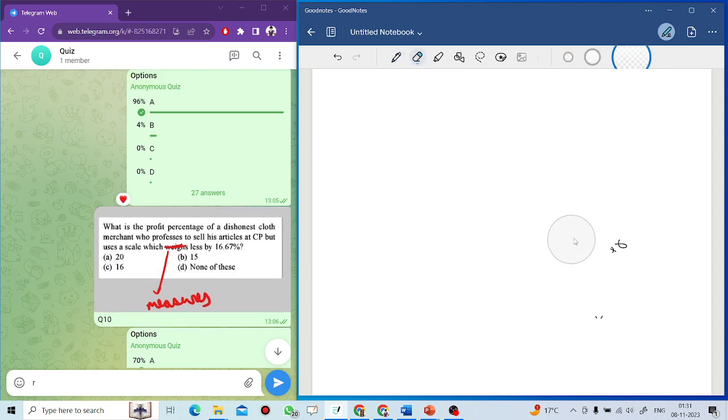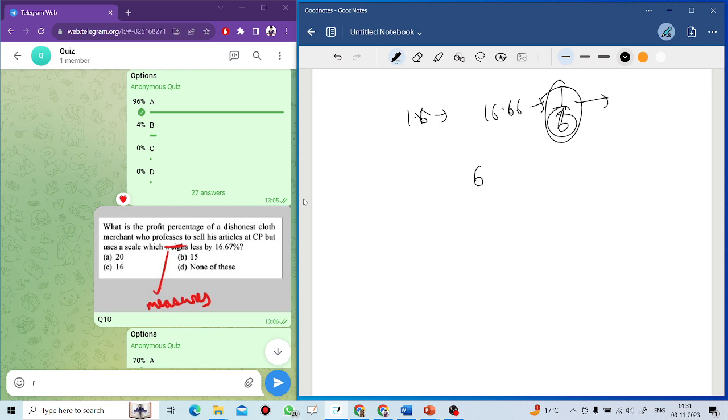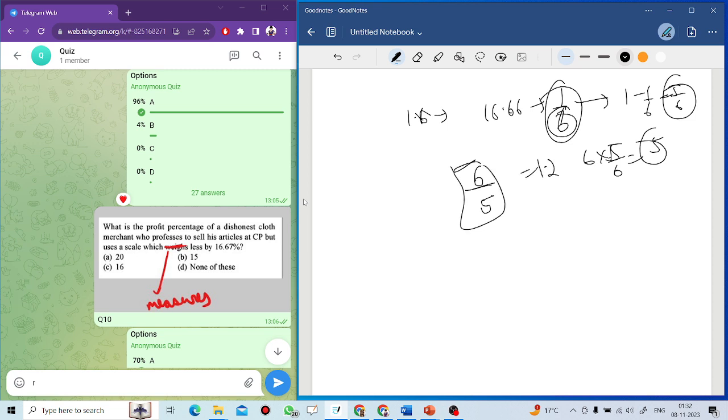Next one. What is the profit percentage of a dishonest merchant who professes to sell at his CP and uses a false weight, a very direct question. 16.67% means 1 by 6. So 1 by 6 he's cheating. He's saying that he's giving 6, but the multiplying factor in this case will be 1 by 6 minus 1, so we get 5 by 6. So he's saying he's giving 6, but actually giving 6 into 5 by 6, that is, he's giving 5 only. So 6 by 5 means 1.2, so 20% is the answer.